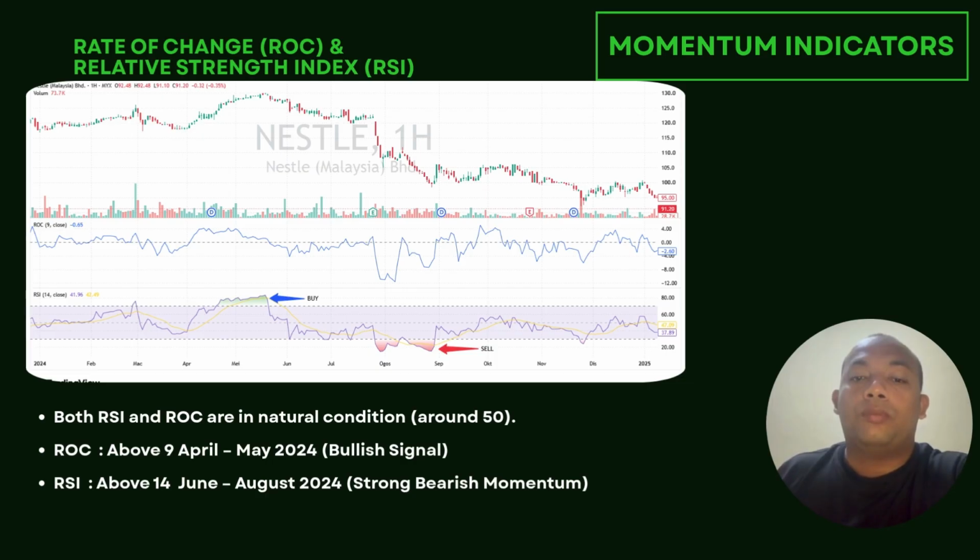Moving on to the momentum indicators, we analyze the ROC and the RSI. The ROC moved above the zero line between April and May 2024, confirming strong bullish momentum. However, it later turned negative, indicating that selling pressure was increasing.